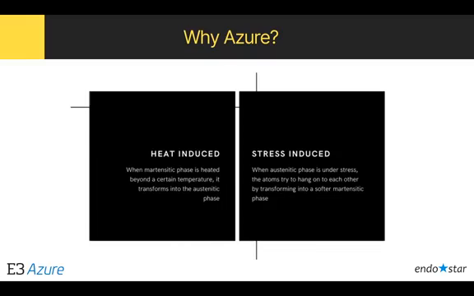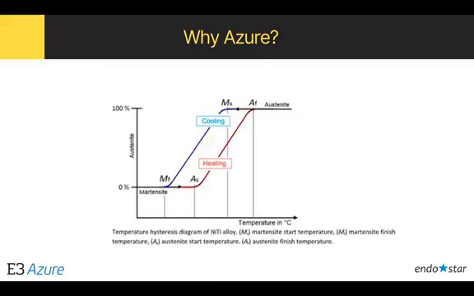Okay, now phase transformation usually happens in two ways. It's either due to heat or due to stress. Let's talk about heat-induced phase transformation. Have a look at this graph. This is a very important slide.